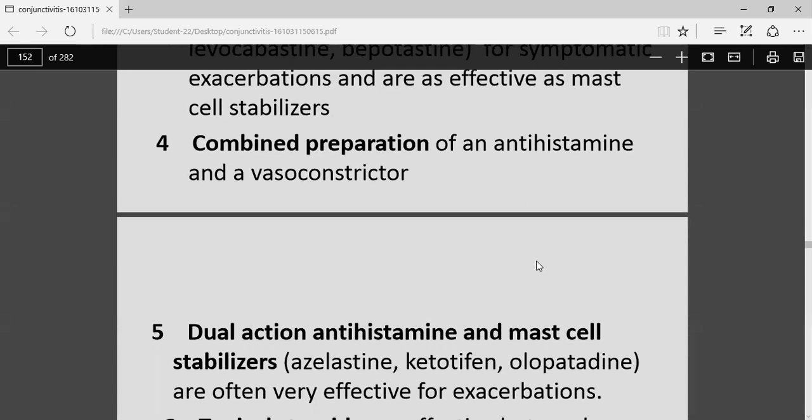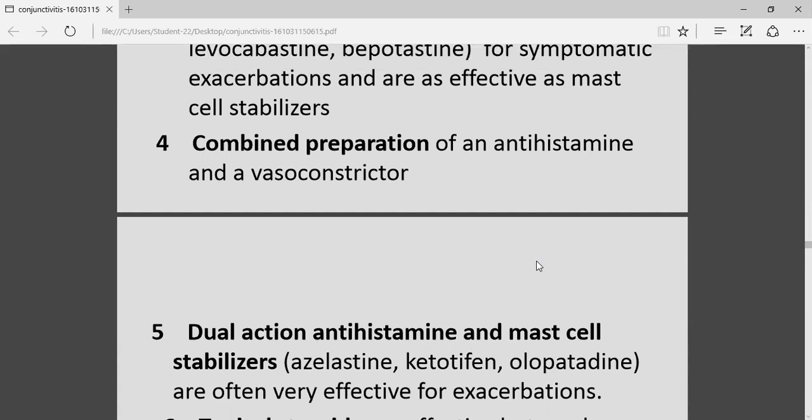Okay? There are combined preparations of an antihistamine and a vasoconstrictor. Why are we using a vasoconstrictor along with an antihistamine? Because we know that vasodilatation is a hallmark of allergic reaction, and with vasodilatation there is also leakage. So we can prevent these sequelae by giving a vasoconstrictor along with the antihistamine in order to augment the therapeutic reaction.